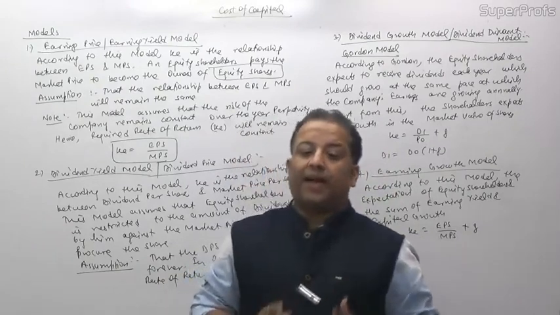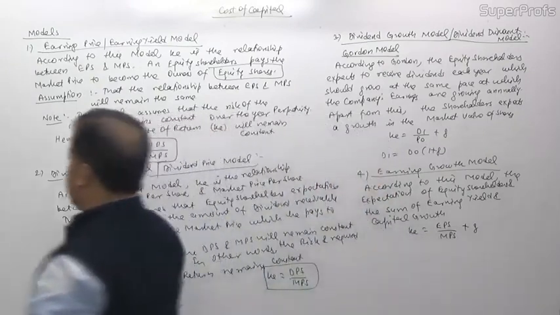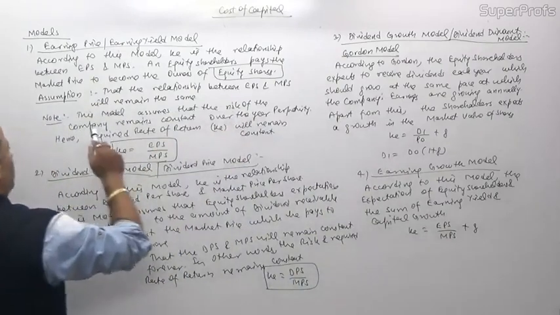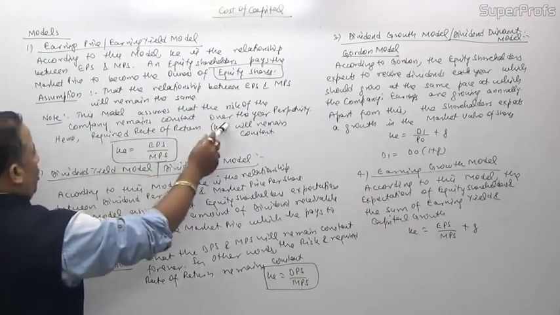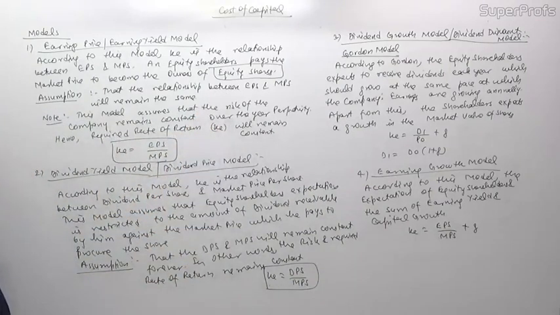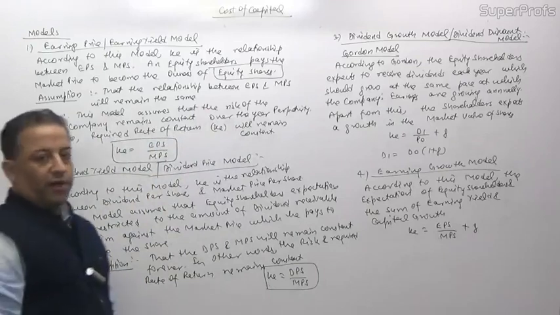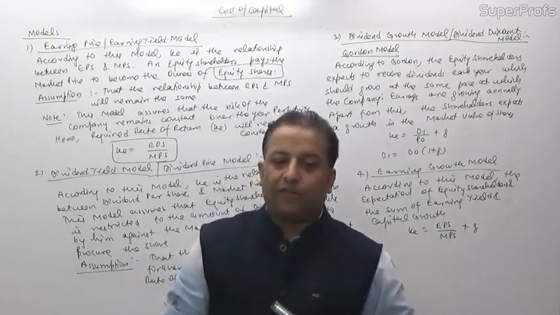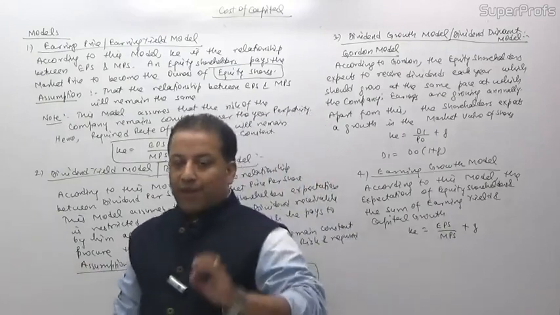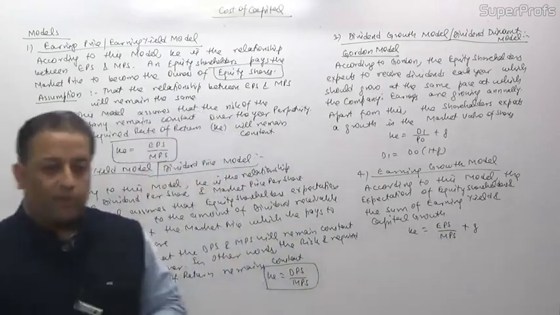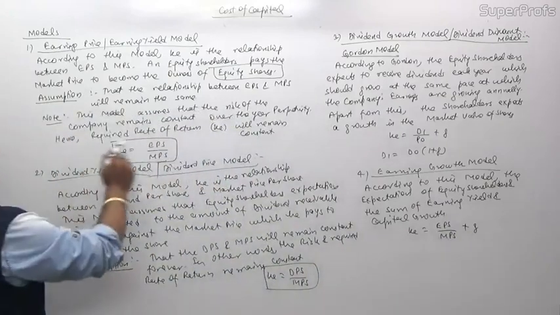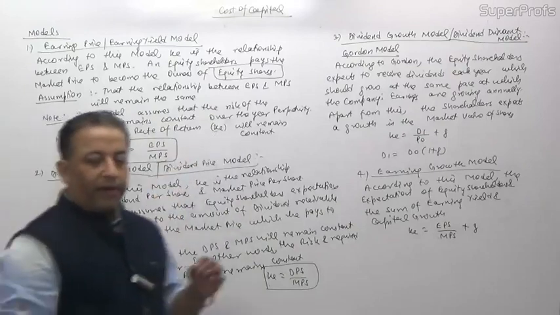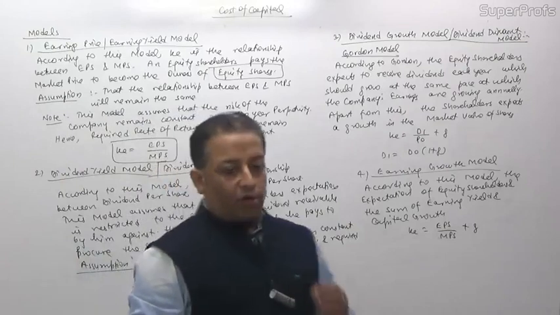Another important thing is that this model assumes the risk of the company remains constant over the years, meaning perpetuity. Hence, the required rate of return, KE, will remain constant.